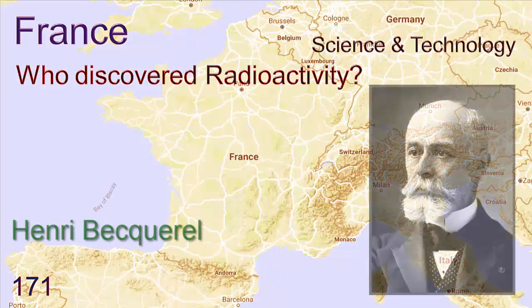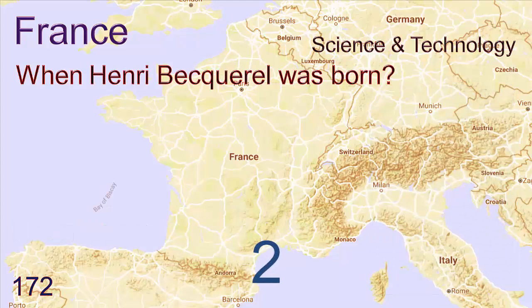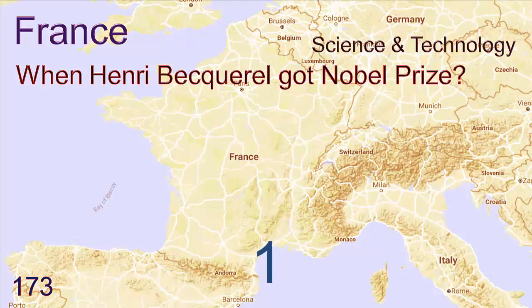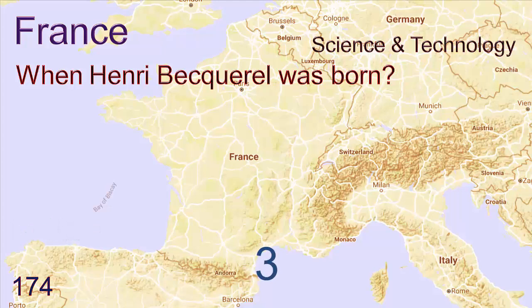Who discovered radioactivity? Henri Becquerel. When was Henri Becquerel born? 15th December 1852. When did Henri Becquerel get the Nobel Prize? In 1903. When did Henri Becquerel die? 25th August 1908.